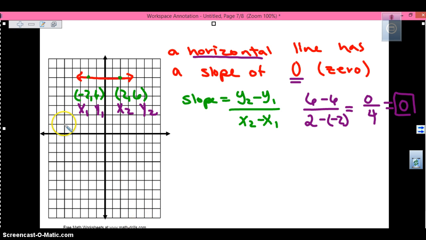If we have a vertical line, a vertical line, not very straight, let's try it again. A vertical line has an undefined slope.